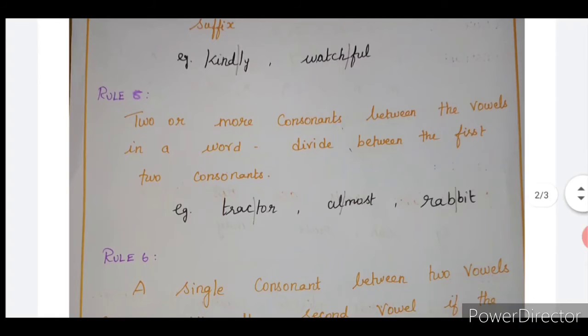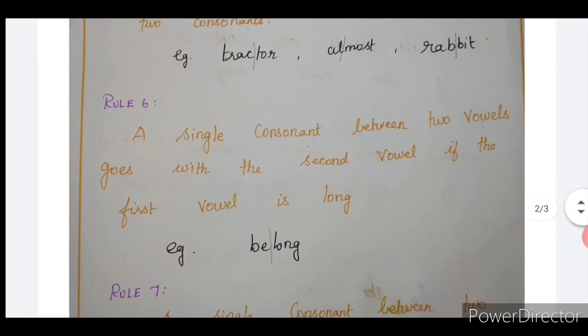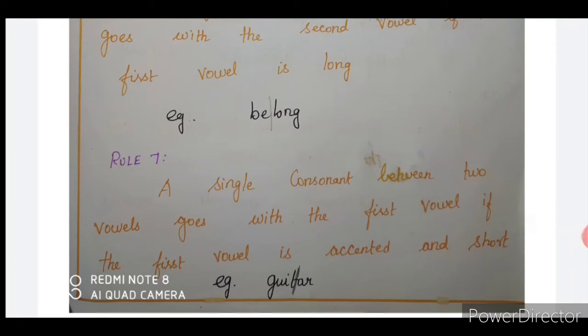So when we have 2 or more consonants between the vowels, it will divide between the first 2 consonants. So divide between the first 2. Here rule 5 and rule 11 seem to be the same. Okay, children. So it will divide between the first 2 consonants. Then rule 6, a single consonant between 2 vowels goes with the second vowel if the first vowel sound is long. If the first vowel sounds long, the consonant will go with the second vowel. If the first vowel sound seems to be short and accented, the consonant will go with the first vowel.